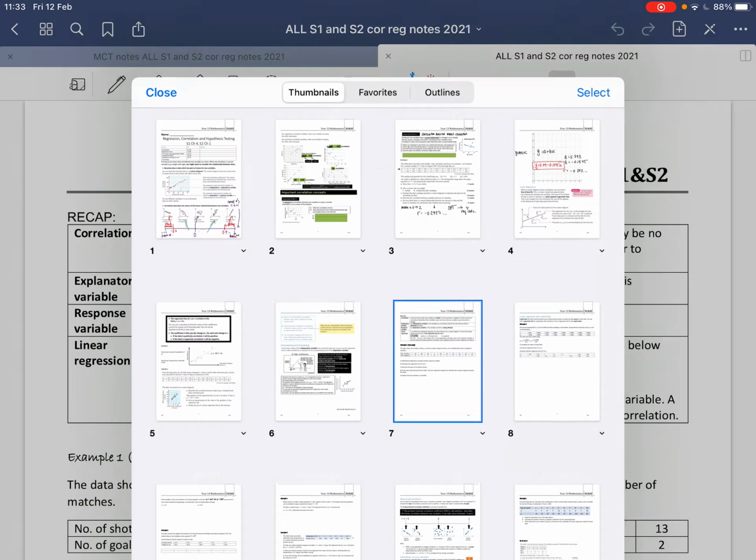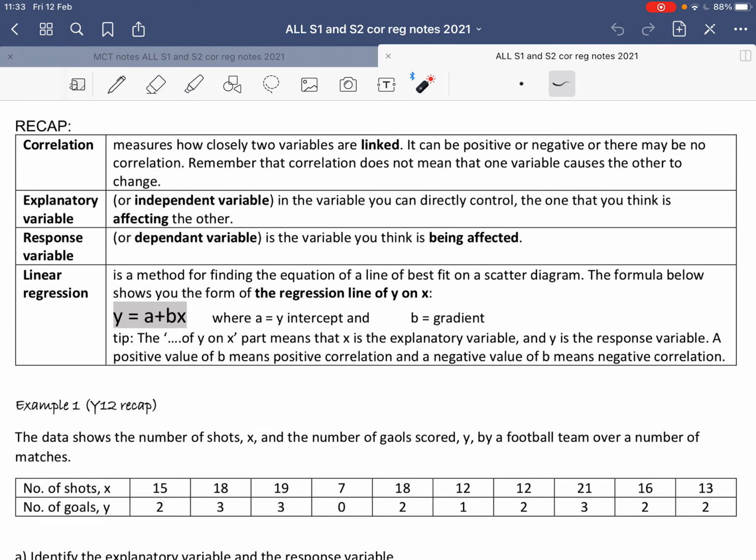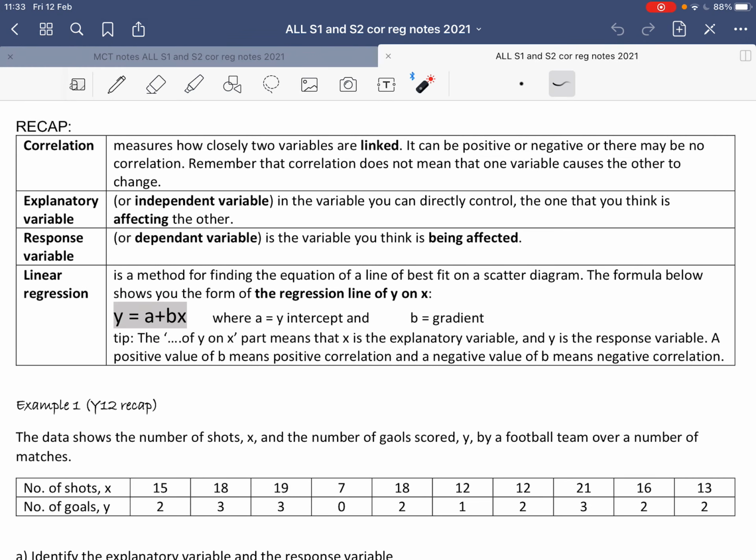Now since it was before half term that we looked at that, we're going to start off today with a recap of what we learnt last lesson. So first of all, we're going to check our vocabulary. So we know what correlation is. It's how closely two variables are linked. It can be positive correlation, it can be negative correlation, or it can be no correlation.